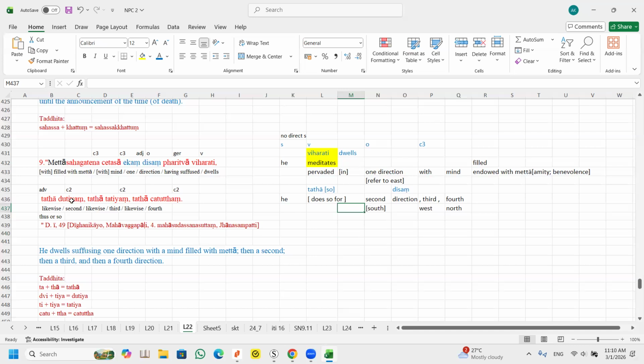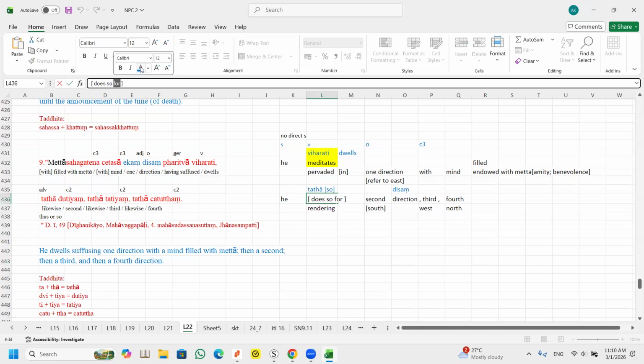Here, can you see second time? Second time, third time, our preposition is for. In English, for second time, for second direction, for third direction, for fourth direction. Do you understand? So this is English, and in English this is called rendering. For and thus, these two words are rendering. That means this word for is not there, and thus is not there.